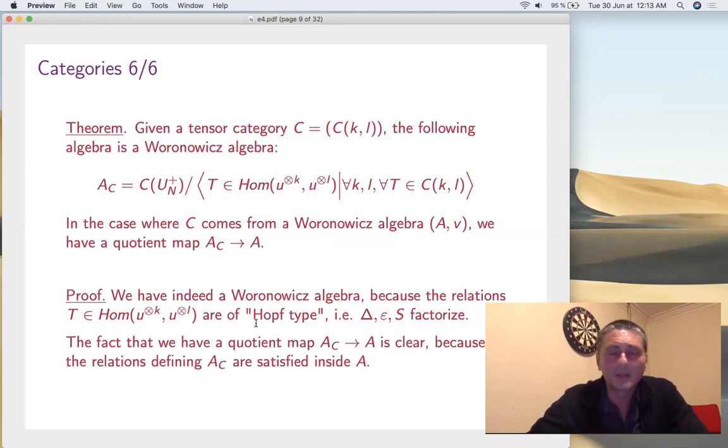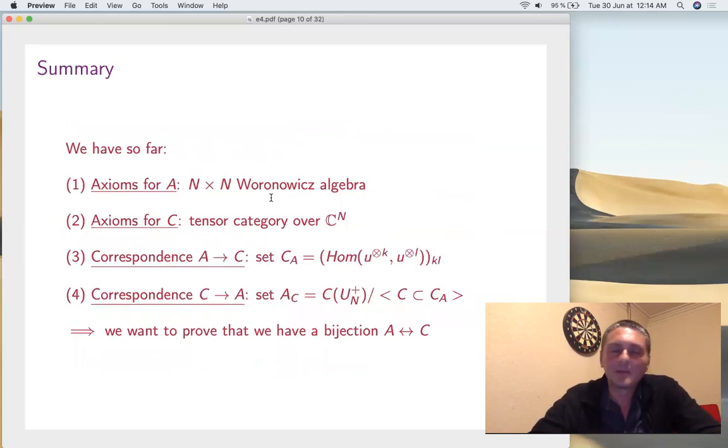So what's trivial is the following thing. In the case where C already comes from a Voronov algebra, you actually have a quotient map. Yeah, it's not trivial, sorry for that. You have a quotient map from AC to A. Why is this true? In order to construct a quotient map, you must prove that all the relations which define AC hold in A. But they do hold, because NET is an intertwiner. So it's trivial, okay?